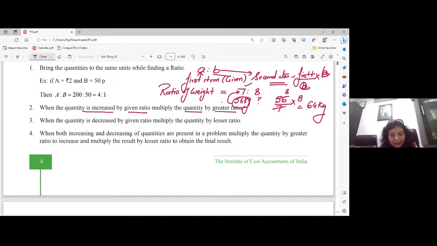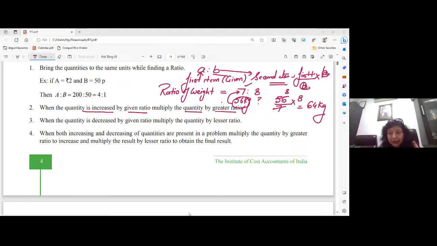I hope this is clear to everyone, how to find the different ratios or different terms. If we have been given the terms of the ratio, then how we can find the values related to those ratios. So that is very important.